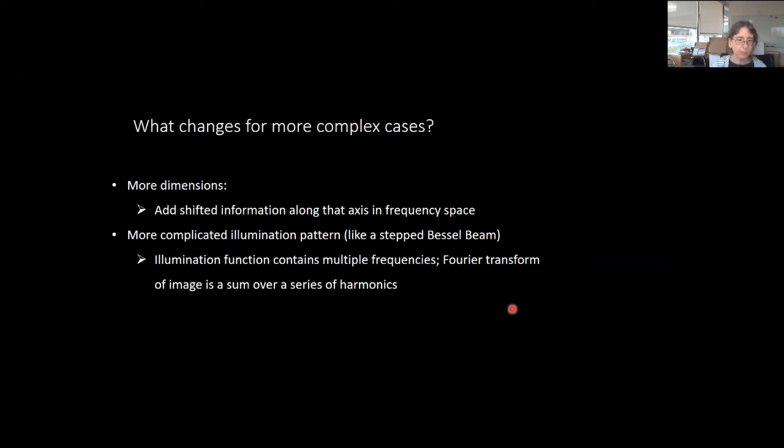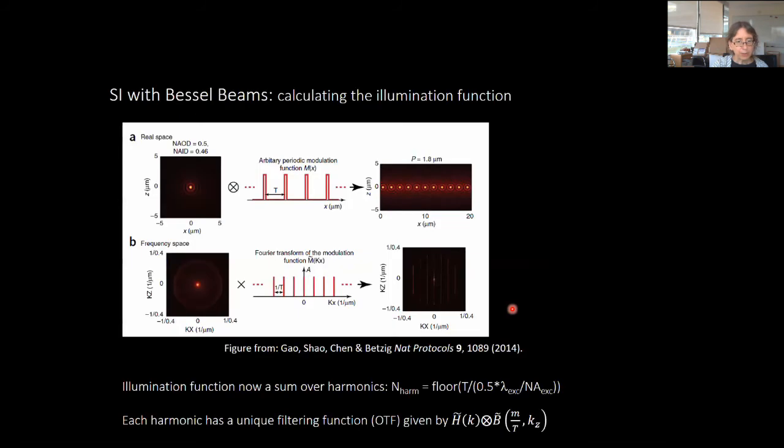A more complicated illumination pattern, like a stepped Bessel beam, is going to give you an illumination function that has multiple frequencies in it, instead of just the single frequency in our little example there. And the Fourier transform is just going to be a sum over harmonics. But each one of those is going to be a delta function in its own right with a scaling factor. So here's what that looks like. This is another figure that I took from that Nature Protocols paper.